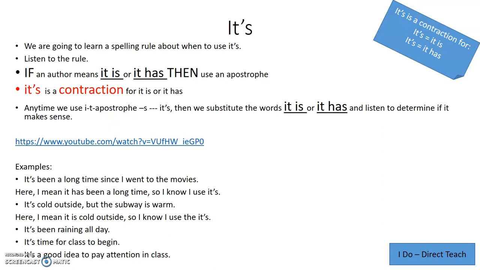So anytime we use I-T-apostrophe-S, then we substitute the words it is or it has and listen to determine if it makes sense. So we're going to watch a brief YouTube video to help us make sense of the word its.